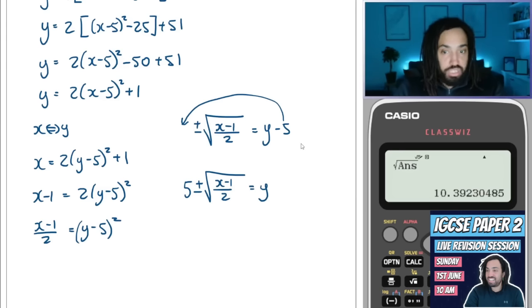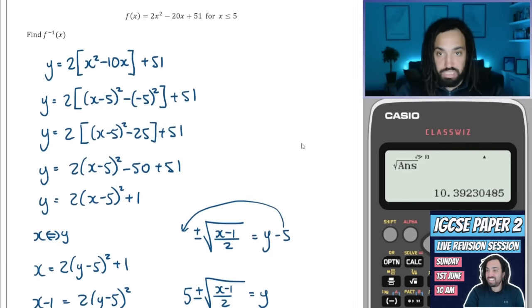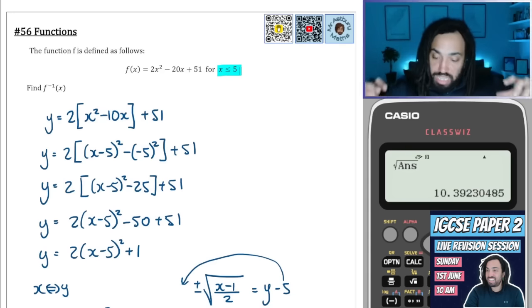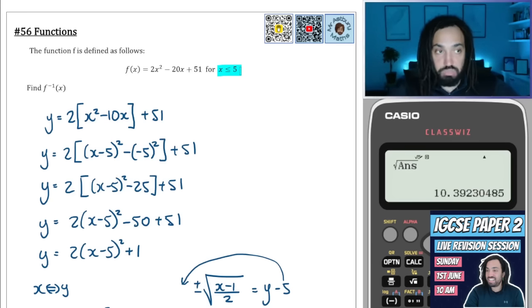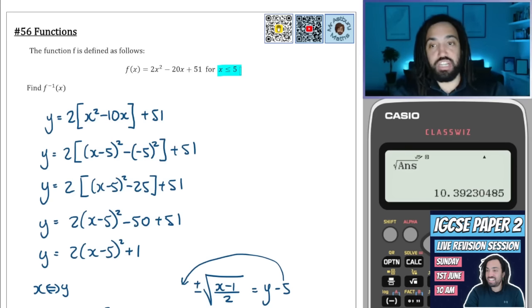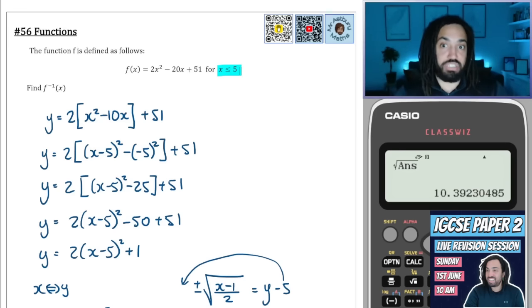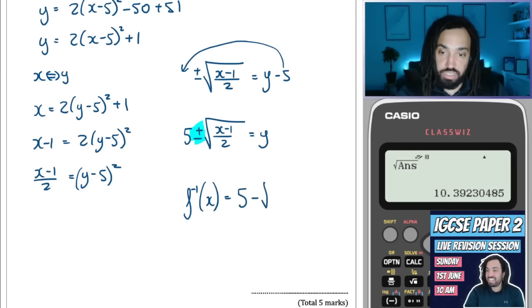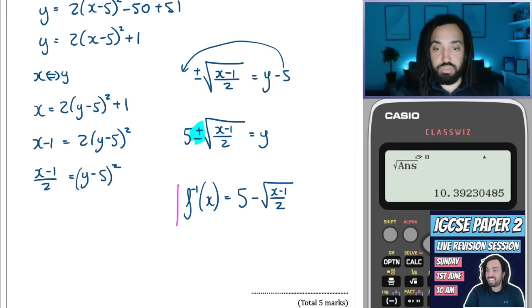Okay, great. Now, there's one more thing we have to do when we find the inverse of a quadratic. We have to look at the domain that was given, and this time it says that x needs to be less than or equal to 5, which means that all of the things that you put into the function are smaller than 5. So therefore, all the things that come out of the inverse function also need to be smaller than 5. So what must I choose in order to keep my inverse function smaller than 5? I must say that it is 5 minus the square root of (x minus 1) over 2. And that is the final answer.